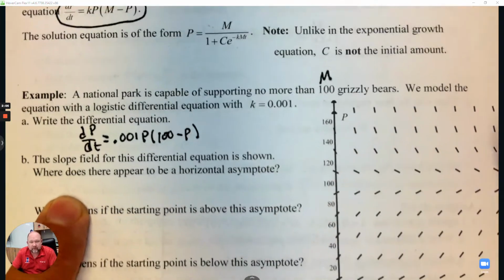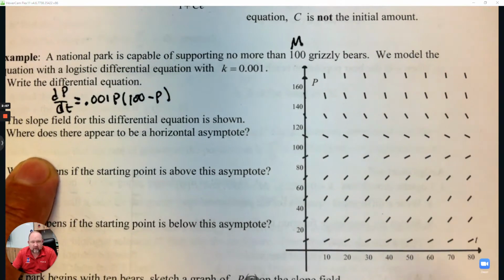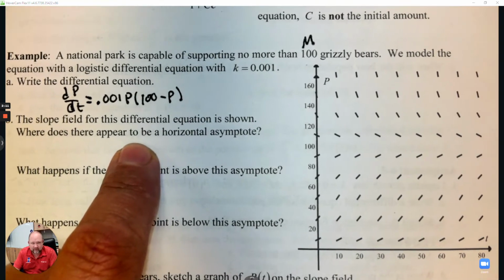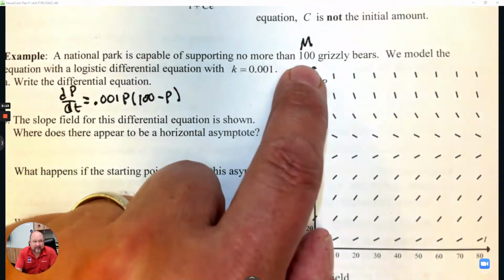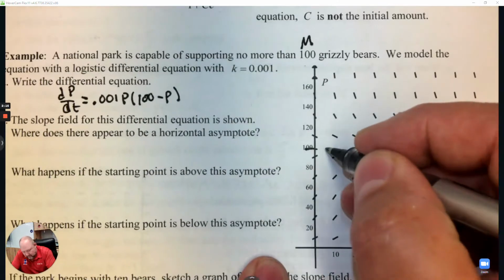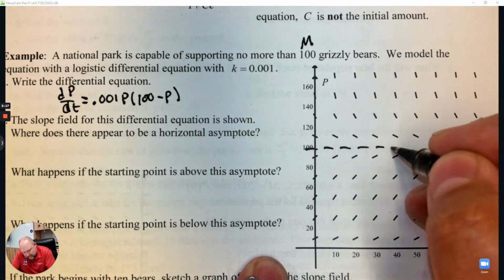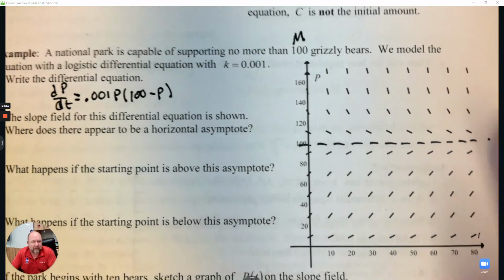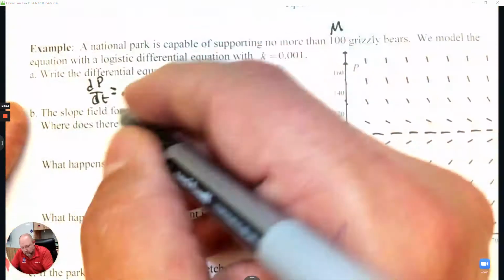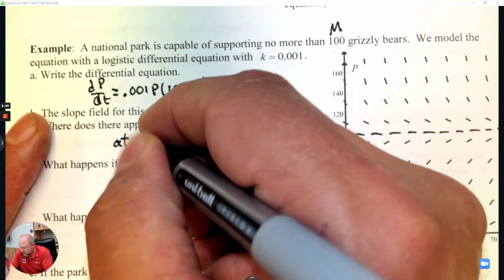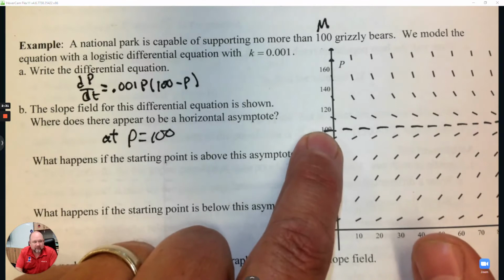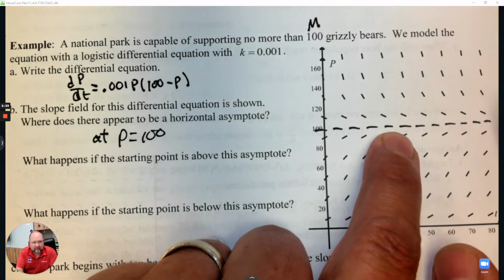The slope field for this is shown to the right here. And then where does there appear to be a horizontal tangent or asymptote? And I said at 100 right here, you can see that it appears to be like that's it. It comes together there at 100. So when it's equal to 100, you can see that there's a horizontal asymptote.